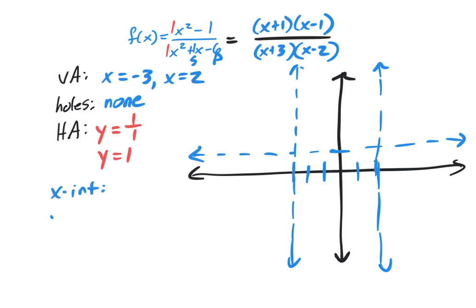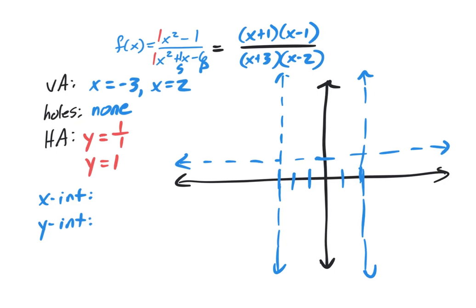Now, if I were to find x-intercepts and y-intercepts. For the x-intercept, we're going to set the numerator equal to 0. So if I set x plus 1 and x minus 1 both equal to 0, my x-intercepts would be at positive 1 and negative 1. I'm going to go ahead and put that on my graph. Those are the two places it's going to touch the x-axis.